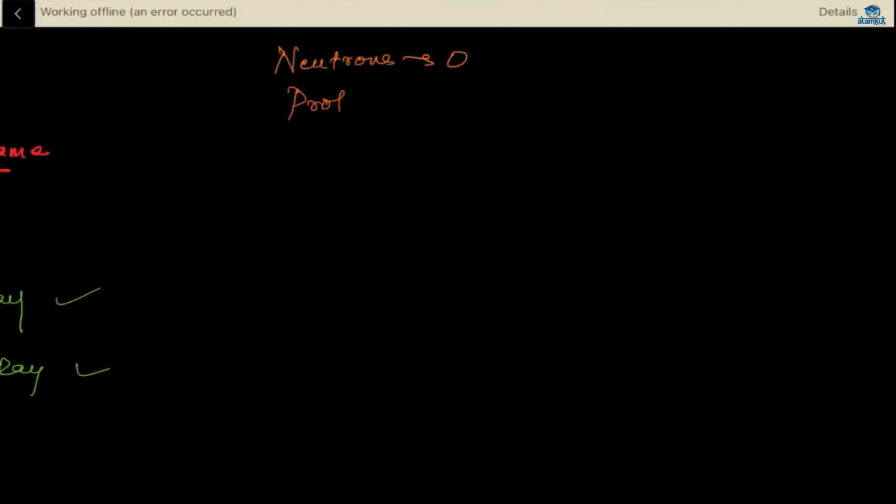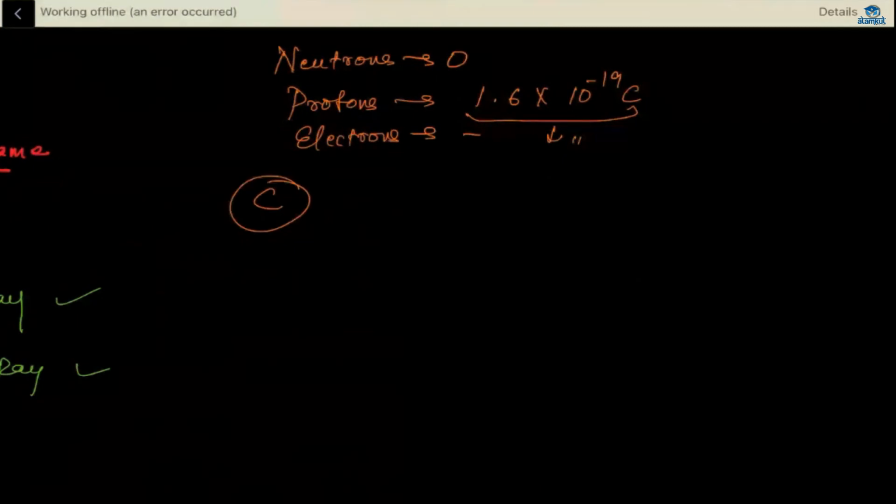How much? Ma'am, I don't remember exactly. Is it something like 1 into 10 raised to the power something, like 10 raised to the power minus 19 or 16? Yes. And the electron is negative, the same thing but negative. And what is C?